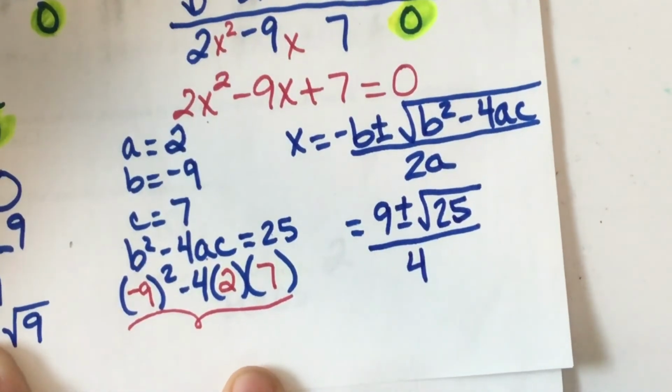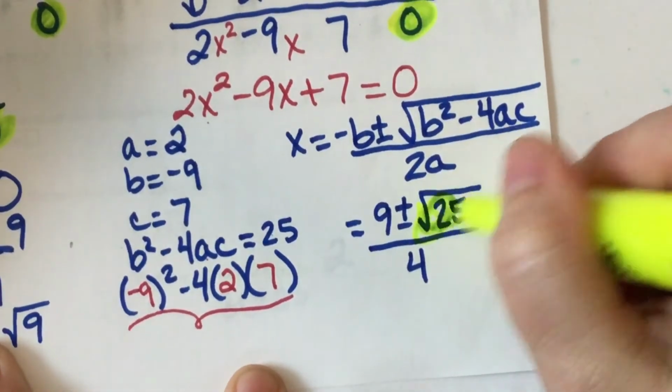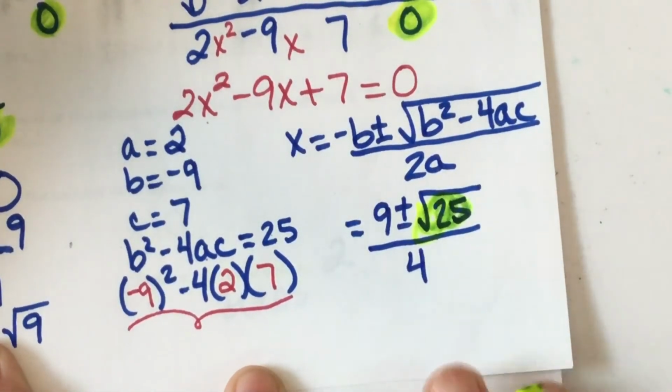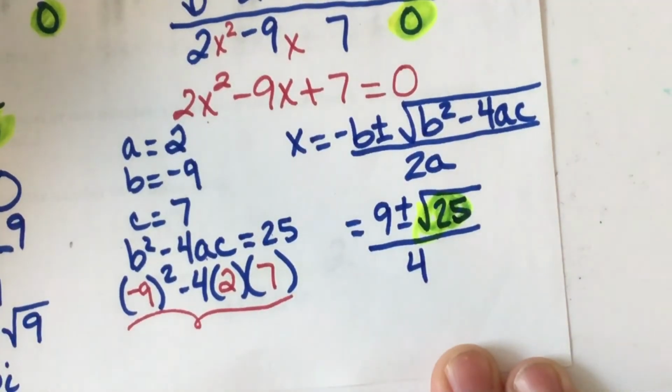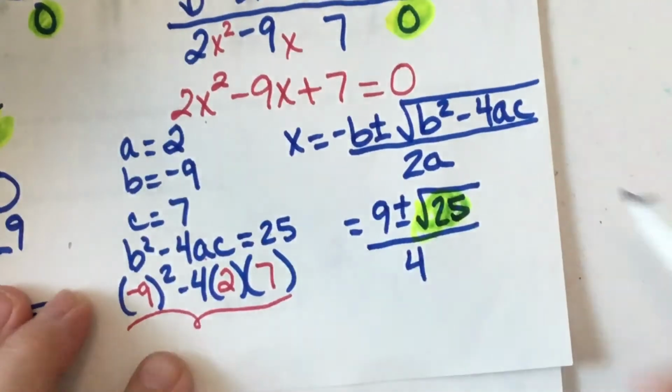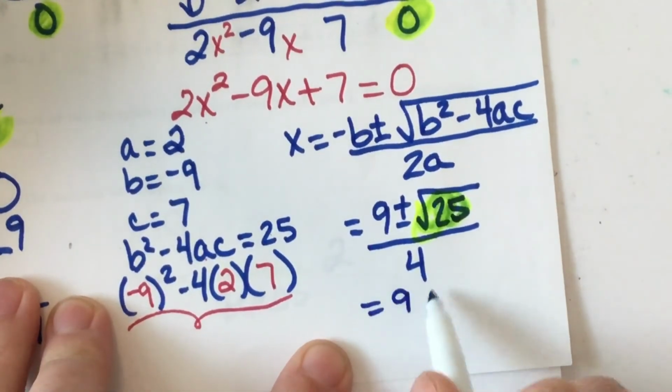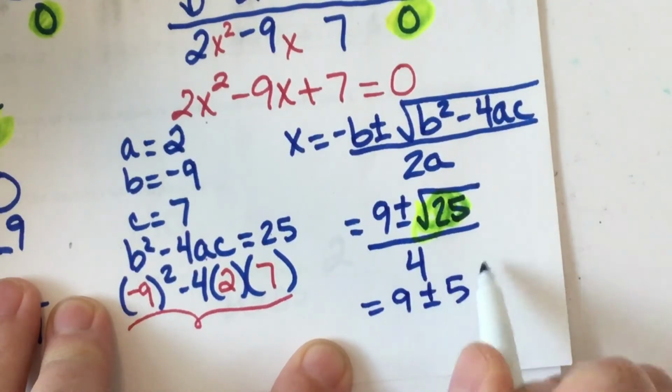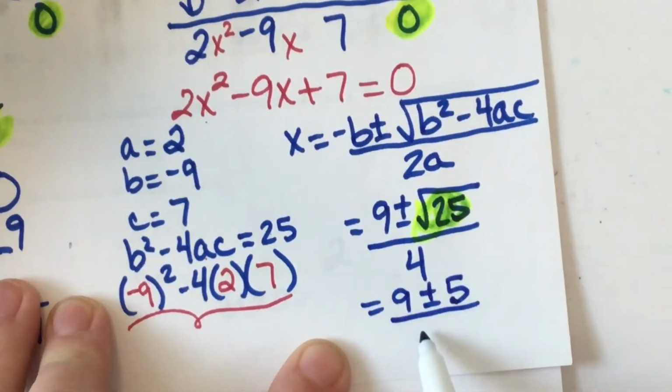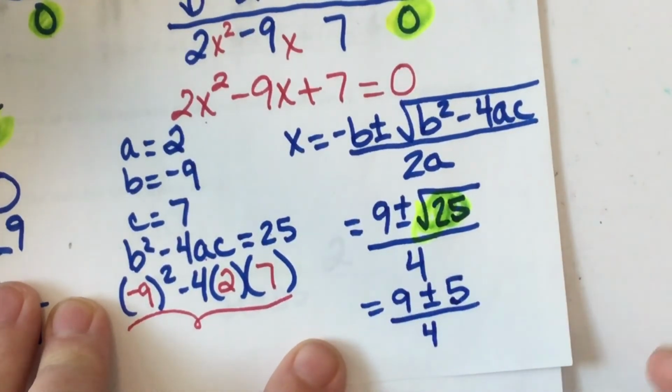Okay, once you're at this point, you want to work on your radical. So lucky for us, this is a perfect square, so it's going to come out pretty. So let's just take the square root of 25. And the square root of 25 is just a pretty little 5. Not square root, just a pretty little 5. And recopy the all over 4.